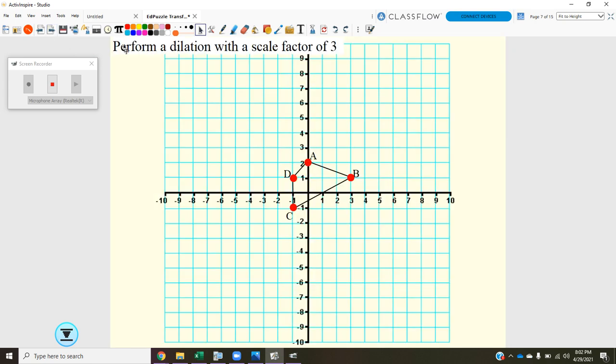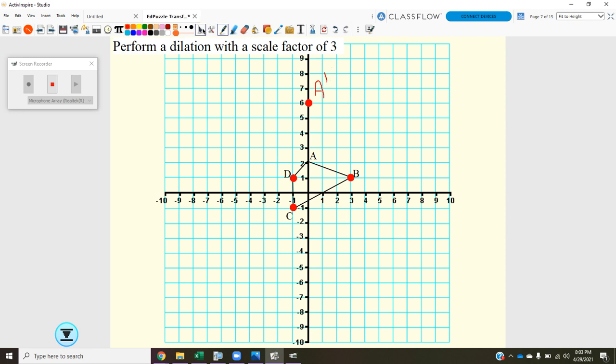So our first diagram, it says perform a dilation with a scale factor of 3. Well, I always like to do these, I'll start with A. A is right on a 2. This is an easy one. It's right on the line. It's going to stay right on the line. It's on the 2. 2 times 3 is 6. So I'm going to move this dot up to the 6, and I'm going to label it with an A prime.